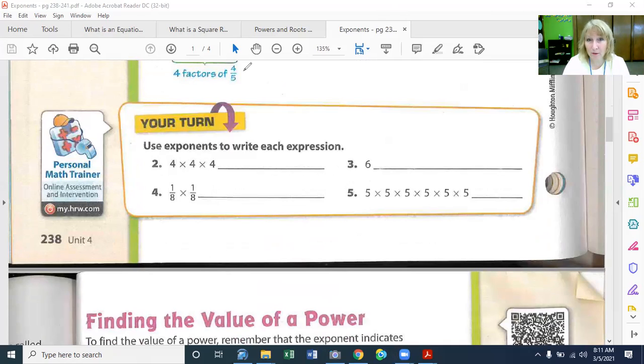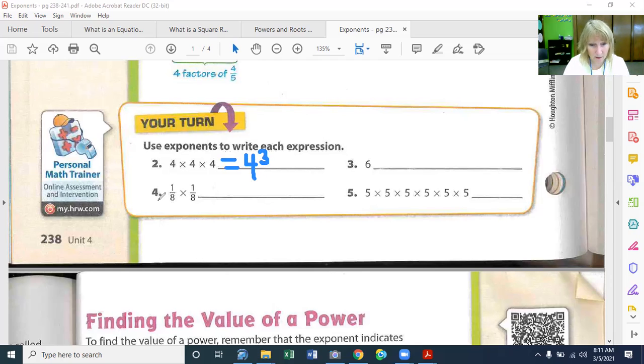Okay, hopefully you paused the video and you have page 238 in front of you. So we have used exponents to write these expressions. 4 times 4 times 4. What is that the same as? Isn't that the same as 4 to the 3rd power, a little 3? So you always raise the exponent a little bit.